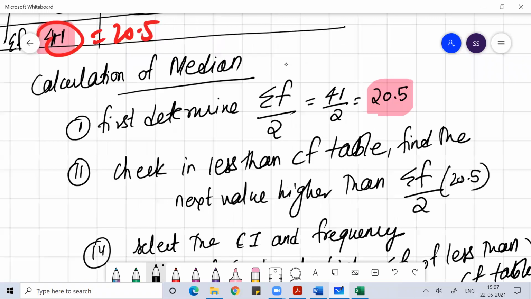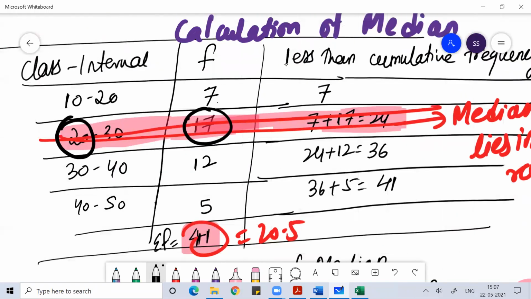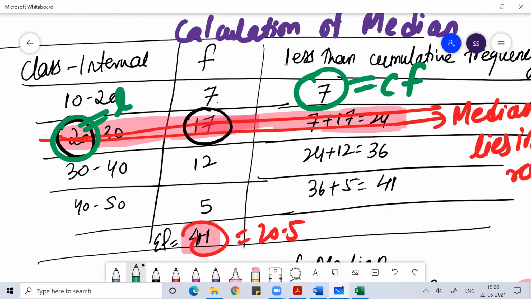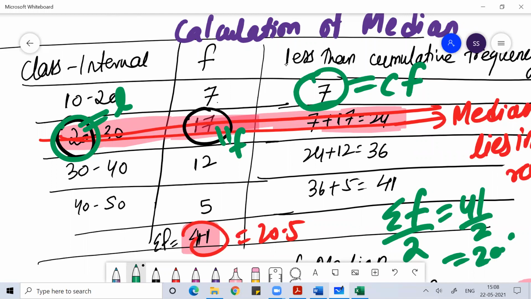So if you see, this is the selected range. The cumulative frequency before this selected range is 7. So this we call CF. Here 20 is your L, 17 is your F, 7 is your CF, the cumulative frequency before the selected range. And sum of F is 41, so sum of F by 2 would be 20.5. Any doubt?